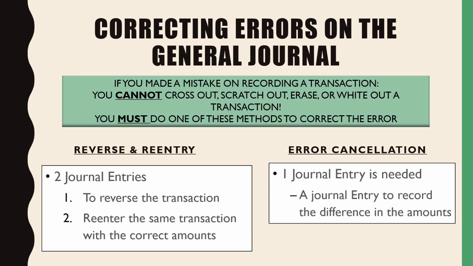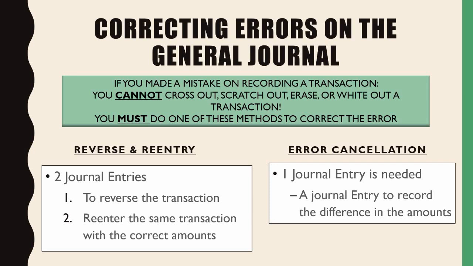But secondly, the most widely used is going to be the reverse and the re-entry because it's a safer route. You're reversing the entry and then you're re-entering it for the correct amount. This one is more widely used because you're less likely to make mistakes. With the error cancellation, you're more likely to make more mistakes on top of the original mistake. You might enter a journal transaction that may result in a bigger problem. You might enter the wrong account once again.